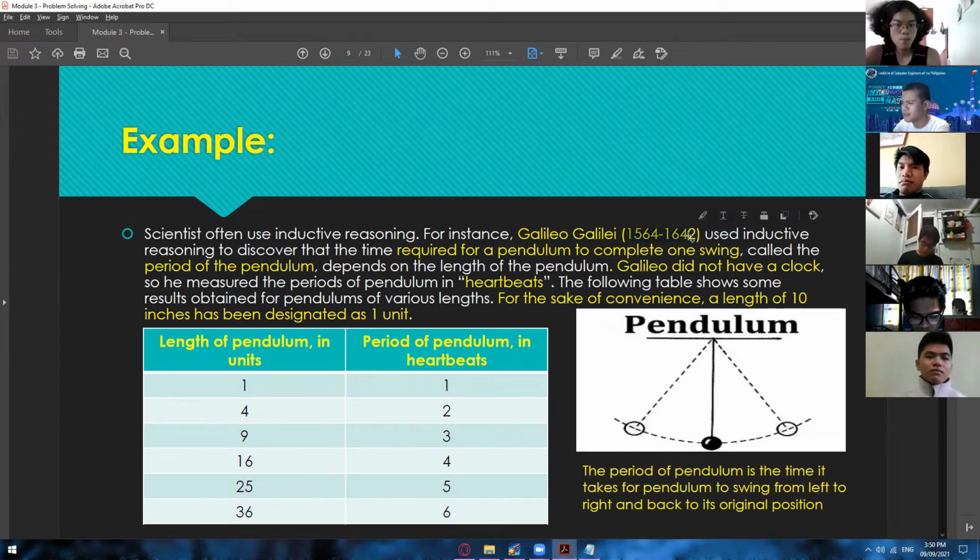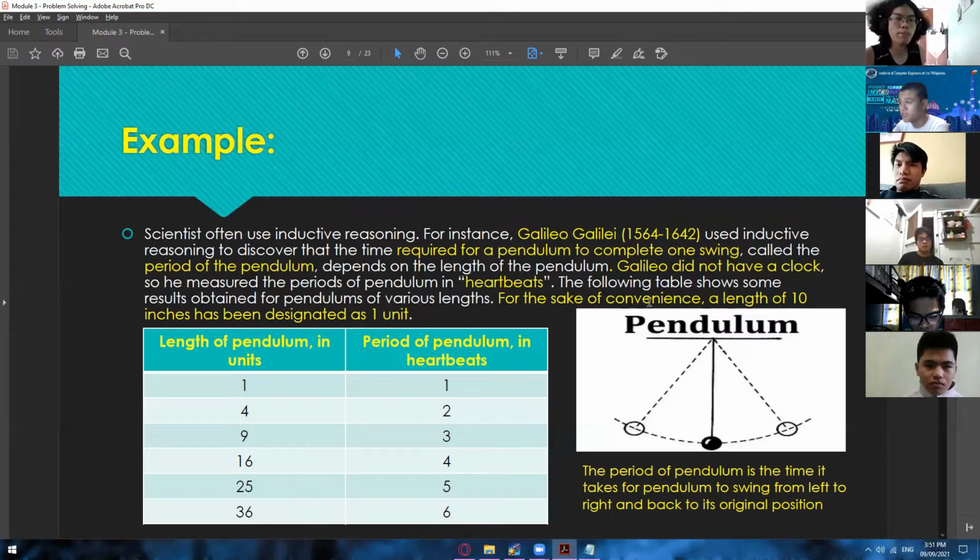So this is his birth date, and then the year that he died. He used inductive reasoning to discover that the time required for a pendulum to complete one swing, called the period of the pendulum, depends on the length of the pendulum. Galileo Galilei did not have a clock, so he measured the periods of pendulums in heartbeats. The following table shows some results obtained for pendulums of various lengths.